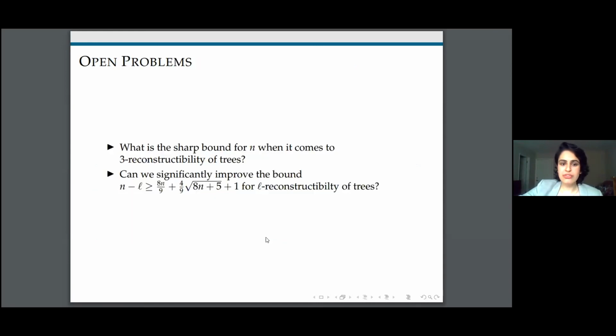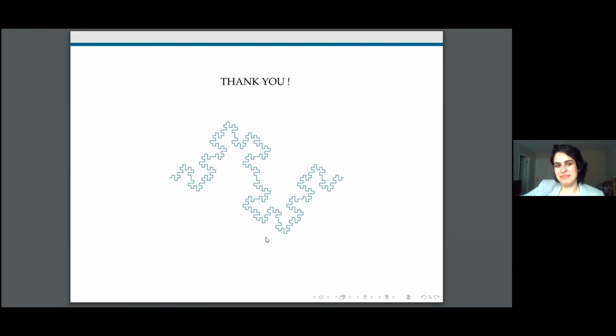So I was thinking I could finish by saying what I think are some problems that we can think about if you're interested in this topic. For one and two, reconstructibility of trees, we know the sharp exact bound. If they have a short proof, I think it would be interesting to know the sharp bound for three-reconstructibility of trees as well. And also, as I said, the only bound that we have for general L is far from what we think is sharp, and I think improving that in any manner would be interesting. Thank you so much for your time.